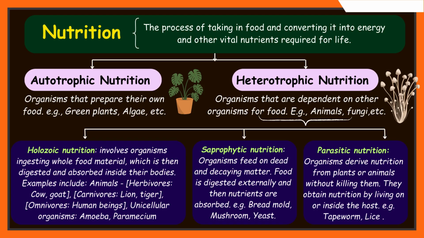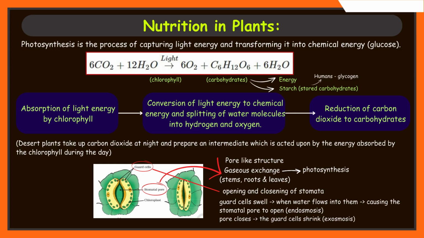Saprophytic nutrition. Organisms feed on dead and decaying matter. Food is digested externally and then nutrients are absorbed, e.g. bread mold, mushroom, yeast. Parasitic nutrition. Organisms derive nutrition from plants or animals without killing them. They obtain nutrition by living on or inside the host, e.g. tapeworm, lice.